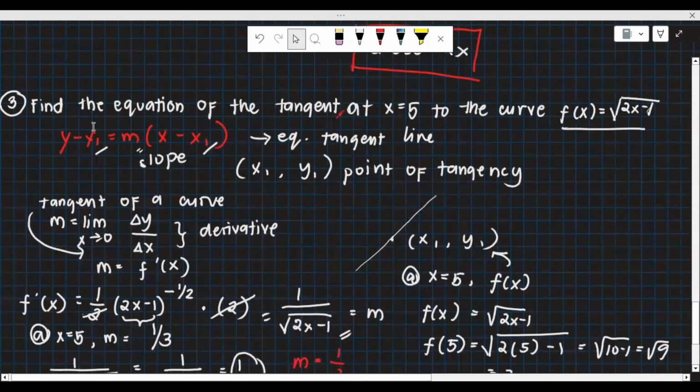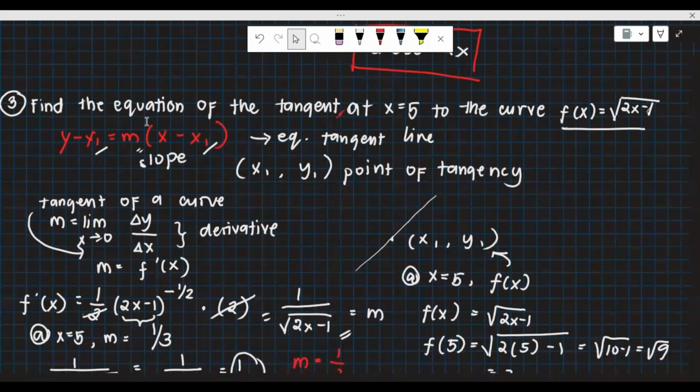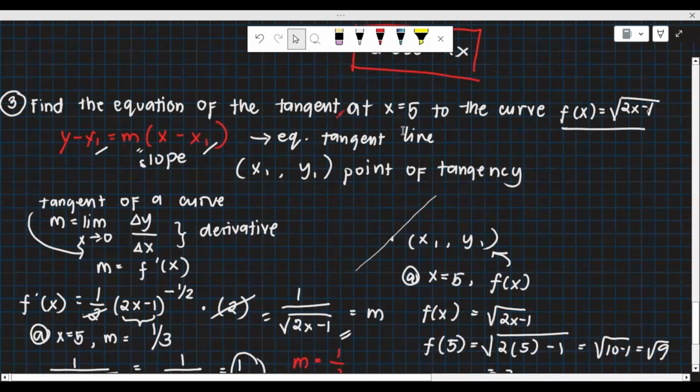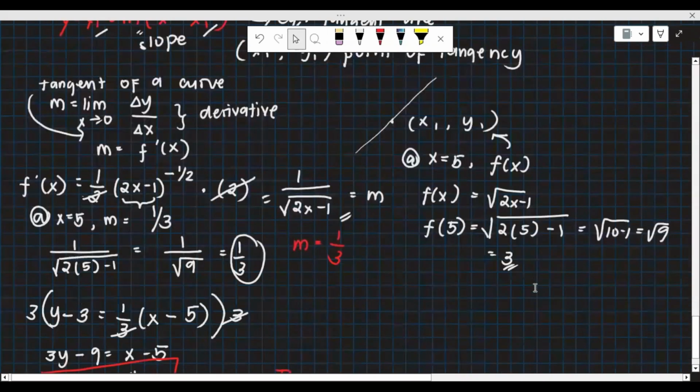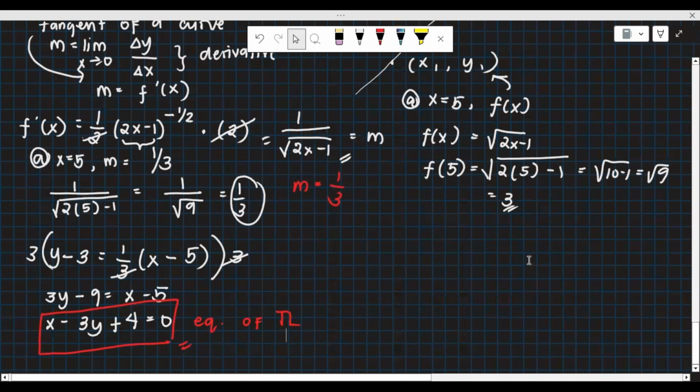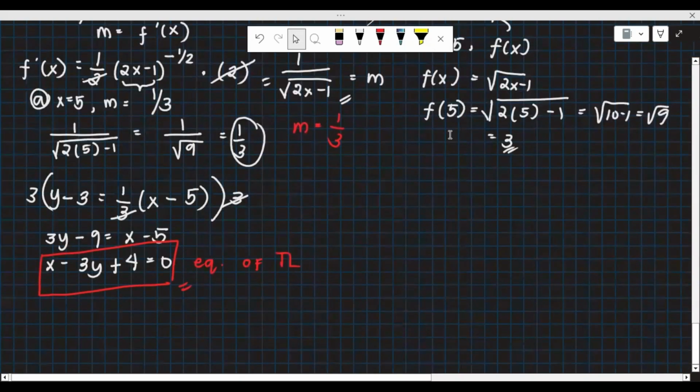And then kulang na lang tayo ng y sub 1 as a value because the x sub 1, or the point of tangency, is already given at x is equal to 5. So we just substituted this value to our f of x to get the y sub 1, or the other coordinate for the point of tangency. And then substituting all these values, we get this one until we arrived at the equation of the tangent line.